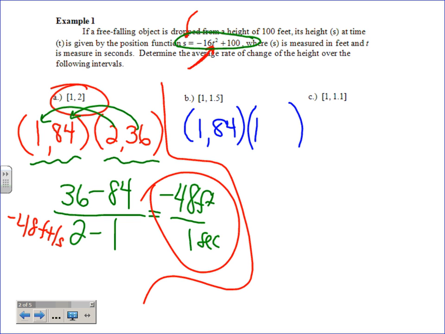I know, I'm so helpful. 1.5 comma, is it also 36? The y value? No, that's not the same. Oh, boy. Well, somebody go and find that. It actually comes out to a halfway decent number.